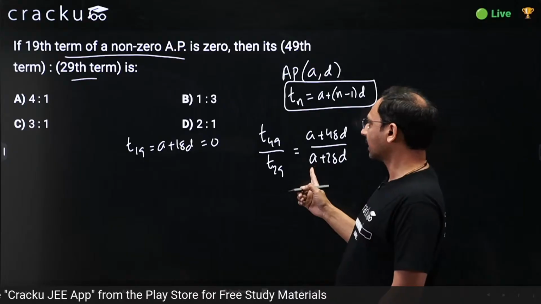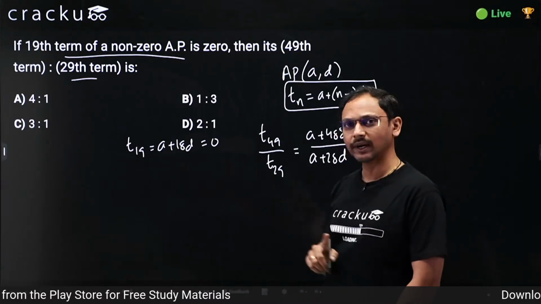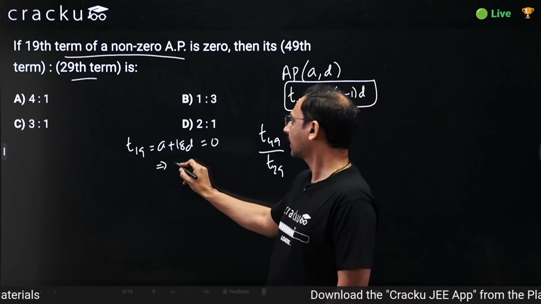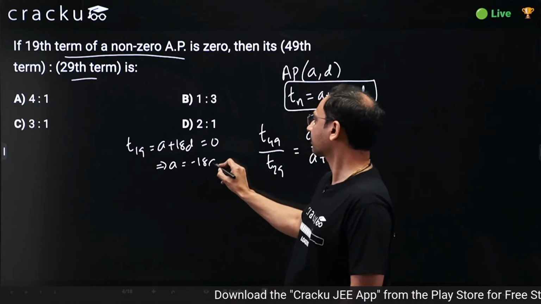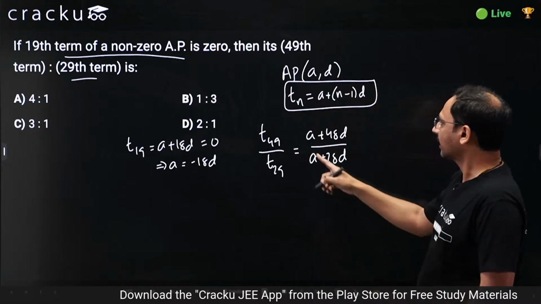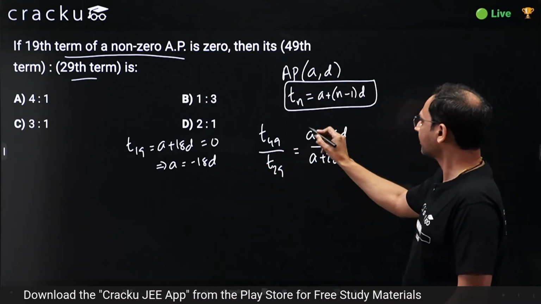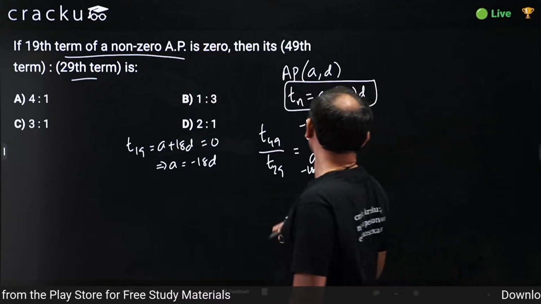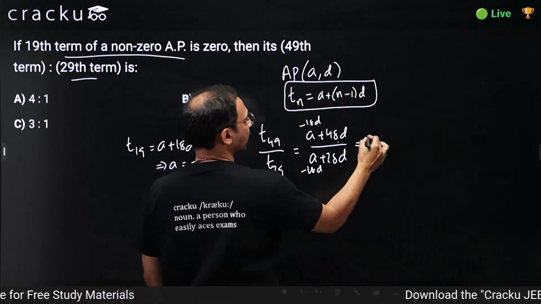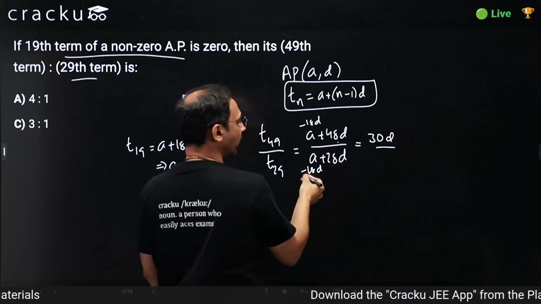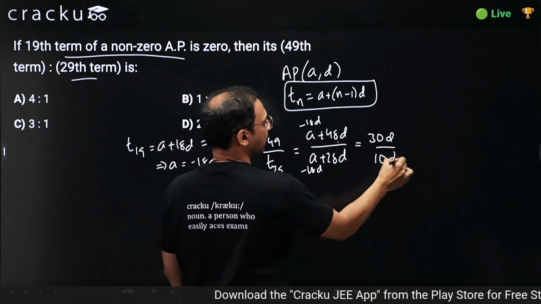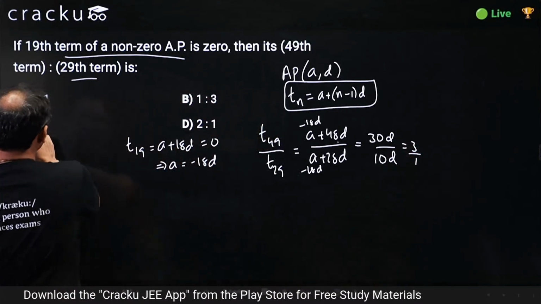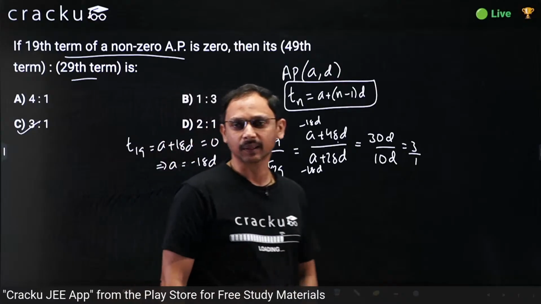Now, can we get this ratio from this one? We have only two variables, but one equation. So you can get A in terms of D here. Substitute this here. Since A is minus 18D, if you put minus 18D in place of A, we get 48 minus 18, 30D, and 28 minus 18, 10D. So the ratio is 3:1. So third option is the correct answer.